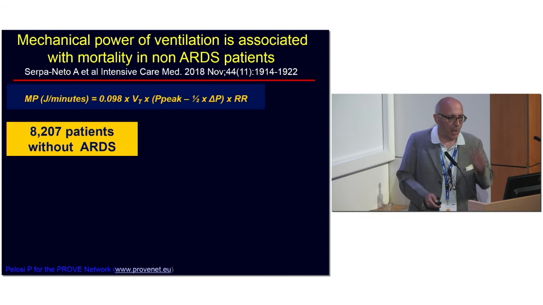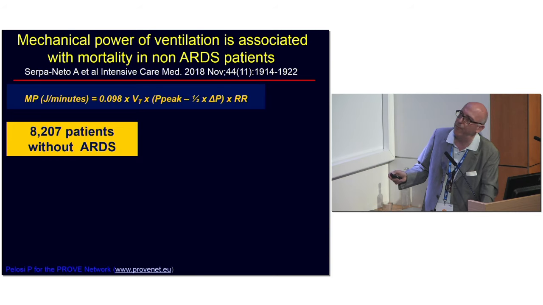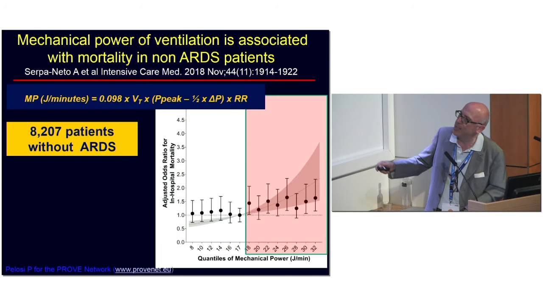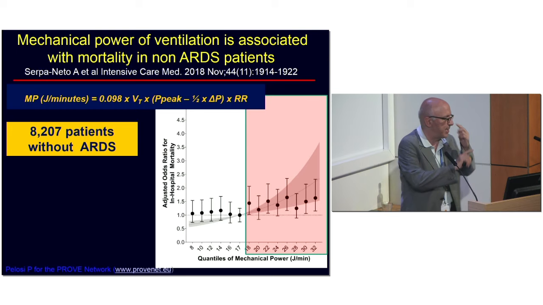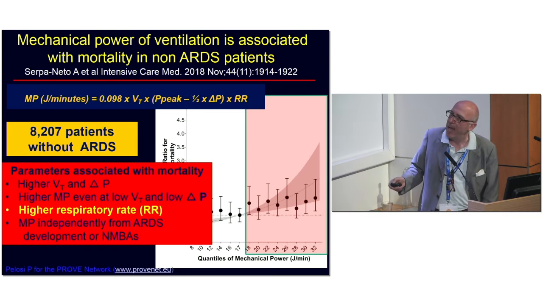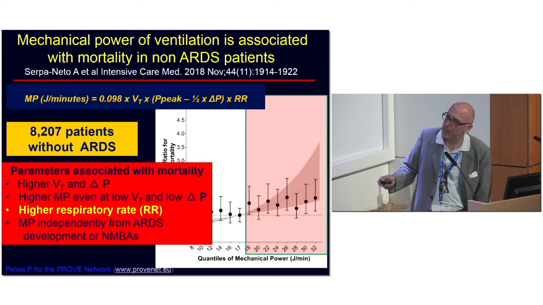There are some data, these are not randomized data, but clinical data. This is the first study we performed on more than 8,000 patients, mainly non-ARDS patients. We calculated mechanical power according to the formula that I showed you. And you see, we found that when mechanical power was higher than 17, there was an association, again, not randomized, just an association with mortality. And interestingly, this was caused by higher tidal volume and driving pressure.